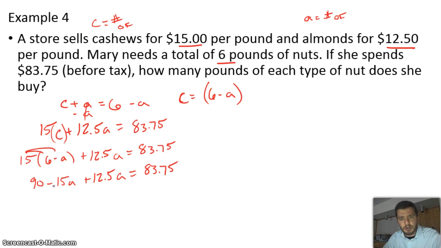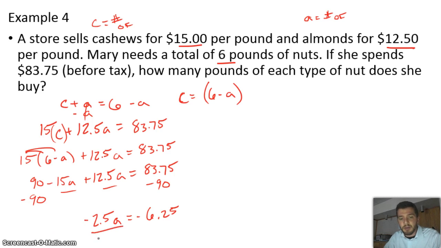Again, I'm going to do two steps in one: subtract 90 from both sides and combine my like terms as well. So this ends up being negative 2.5A equals negative 6.25, I believe. Now one thing I want to point out real fast is that you can't have a negative number of cashews or a negative amount of almonds. It's not going to happen, so you're always going to get positive answers. Make sure you're aware of that.